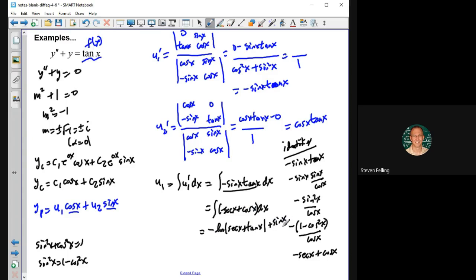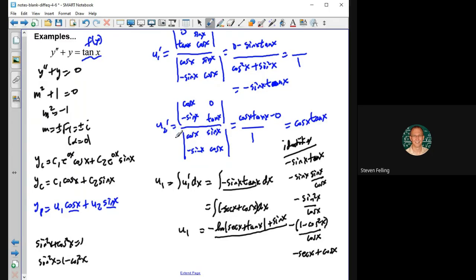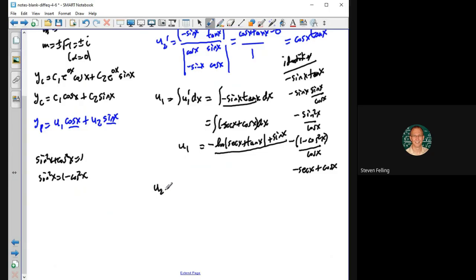Okay, so that's what u1 is equal to. And then we have to do the same thing and do an antiderivative here of u2. So u2 is going to be the antiderivative of u2 prime, and that's the antiderivative of cosine x tangent x this time. So this is the downfall of this method, is unfortunately it often results in things that are complicated.